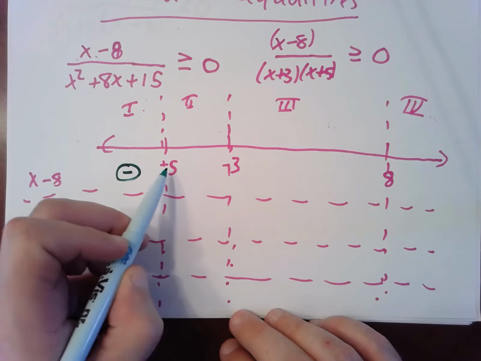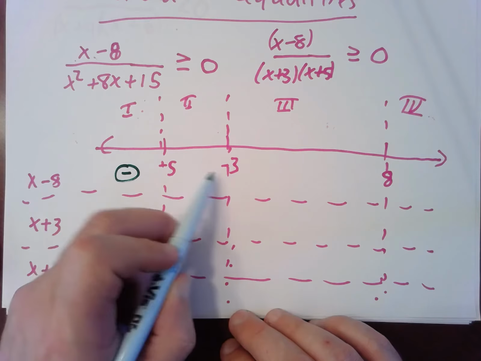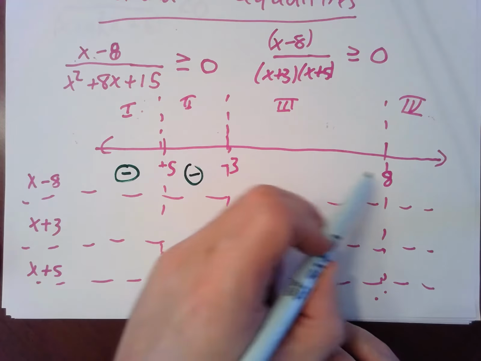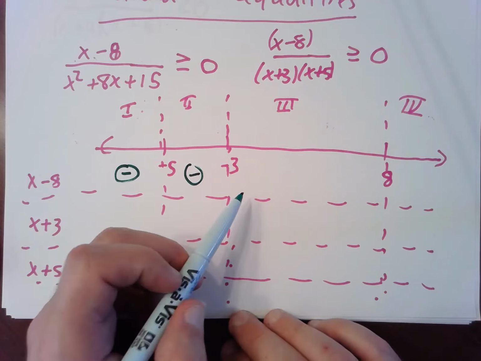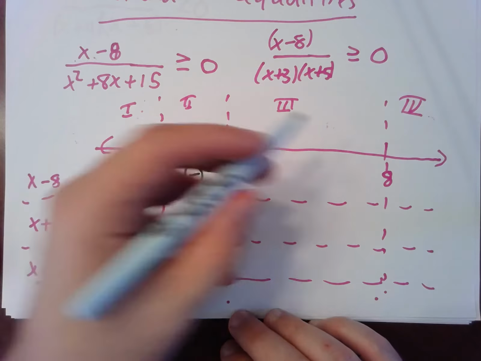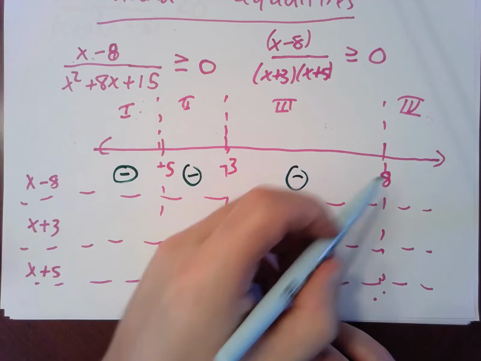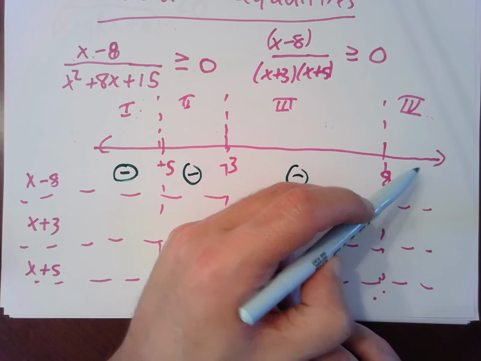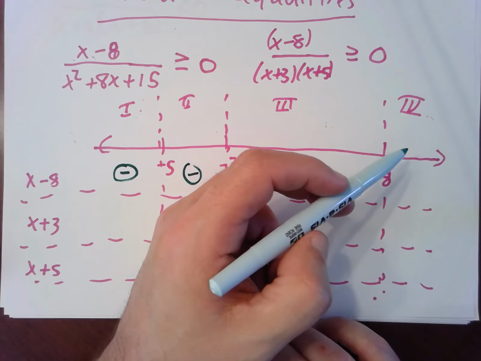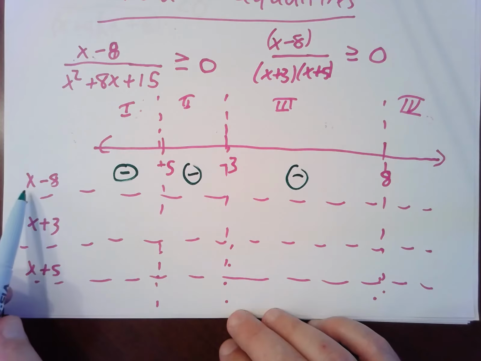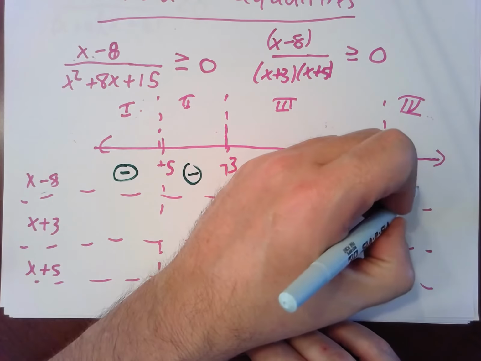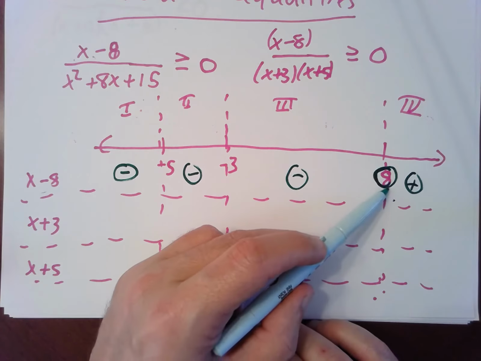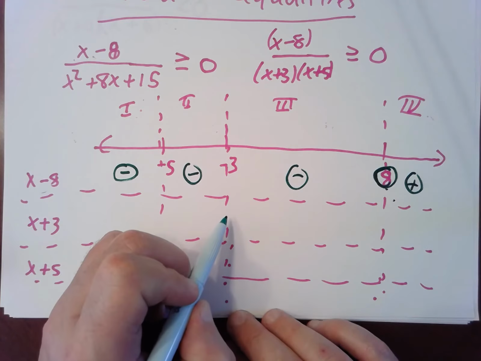Pick an x value between negative 3 and negative 5 back here. Say negative 4 minus 8 is negative. Pick an x value between negative 3 and 8. Say 0. 0 minus 8 is negative. Pick an x value over here in region 4, something bigger than 8. Say 10, or 100, or 15,000.2, anything bigger than 8. 10 minus 8 is 2, positive. This guy switched right there. It's where it switched.